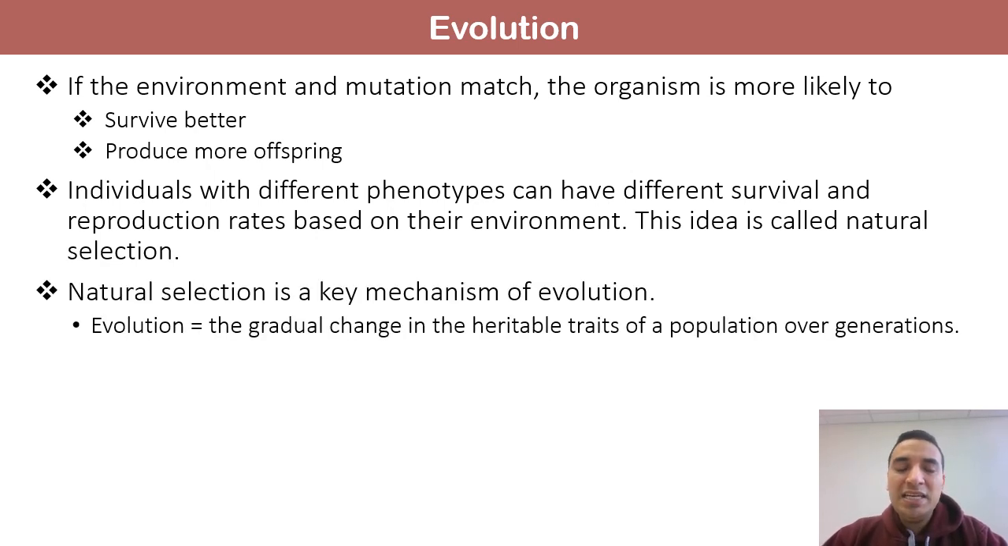And this idea that nature really selects for certain individuals that are more suited for that environment is called natural selection, and this is the key mechanism of evolution. How does natural selection differ from some other type of selection? Artificial selection is what comes to mind.